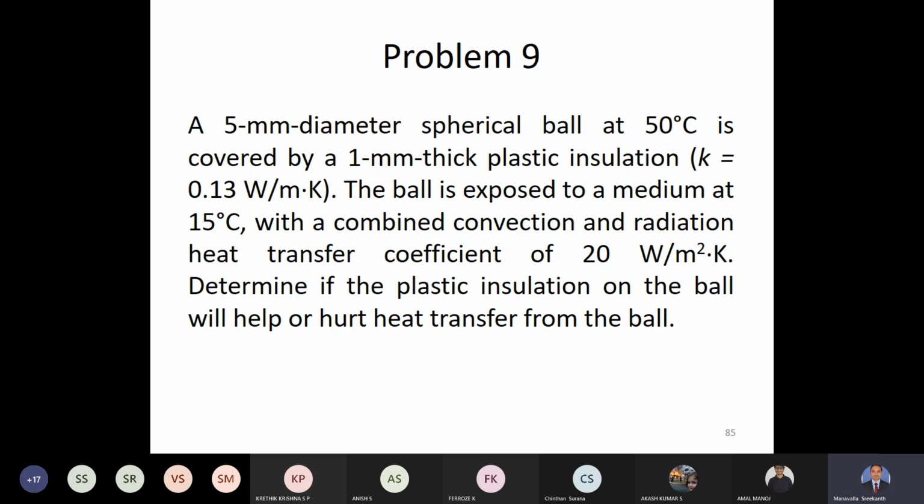So here there is a spherical ball having a certain temperature and covering it with a plastic insulation. We are asked to find out whether it will increase the heat transfer or decrease the heat transfer, or will it remain indifferent? Does it matter or does it not matter? So a very simple problem, but it gives you some insight.